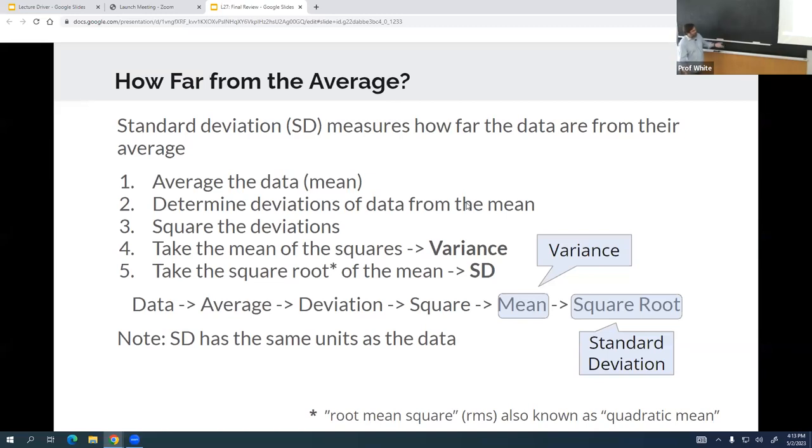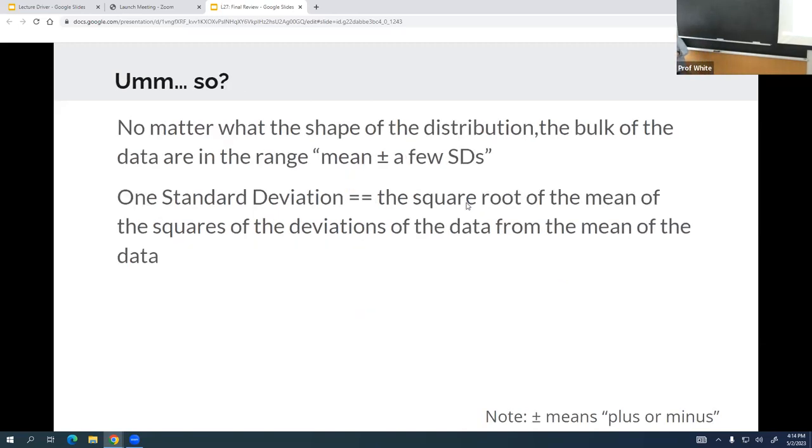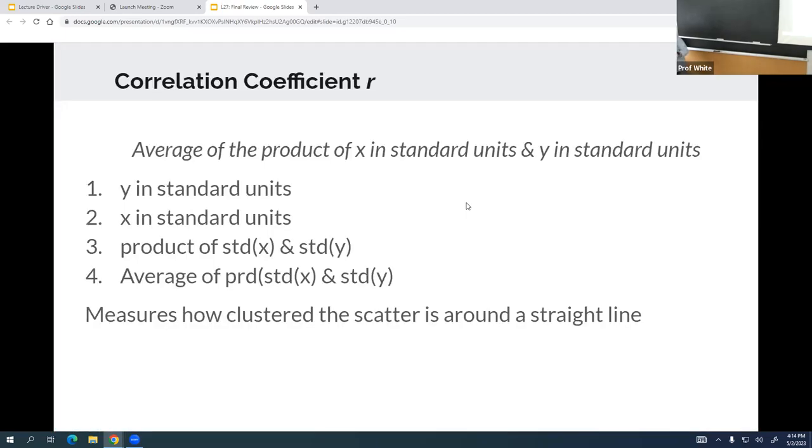So just in further detail, this is the distance of the data from the average, and this is just how you calculate it. All right, correlation coefficient, another very useful metric.